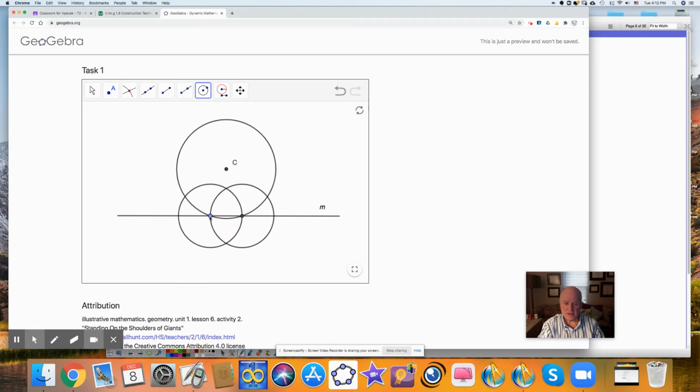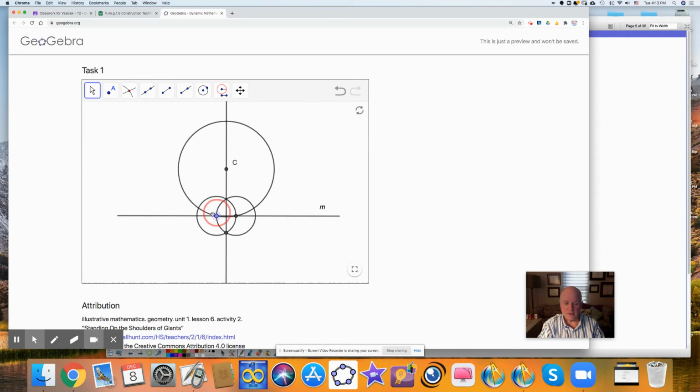Here I go like this and like this. Now any one of these points, doesn't matter. I could make the line through both of these points, but I'm going to make it through C. And you can see that no matter where I move this point, that line is always going to remain perpendicular.